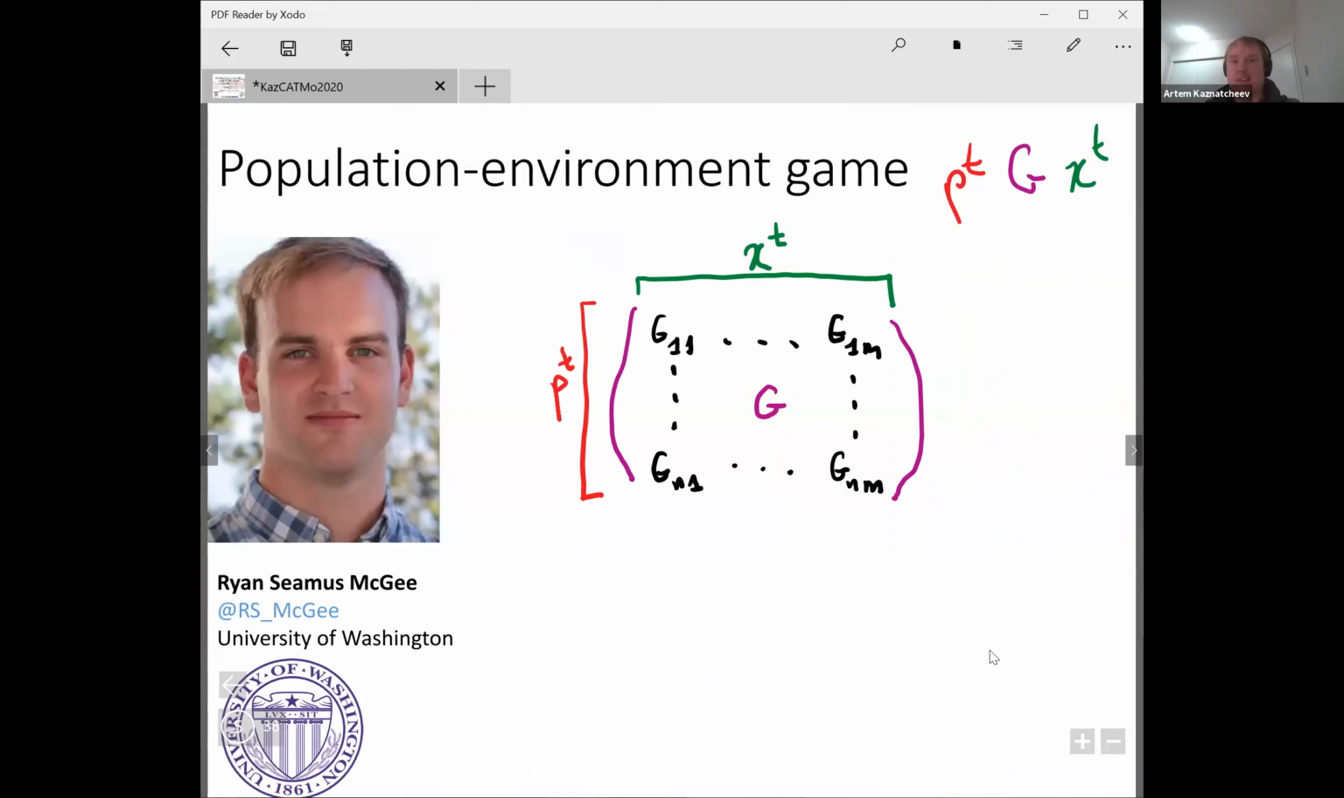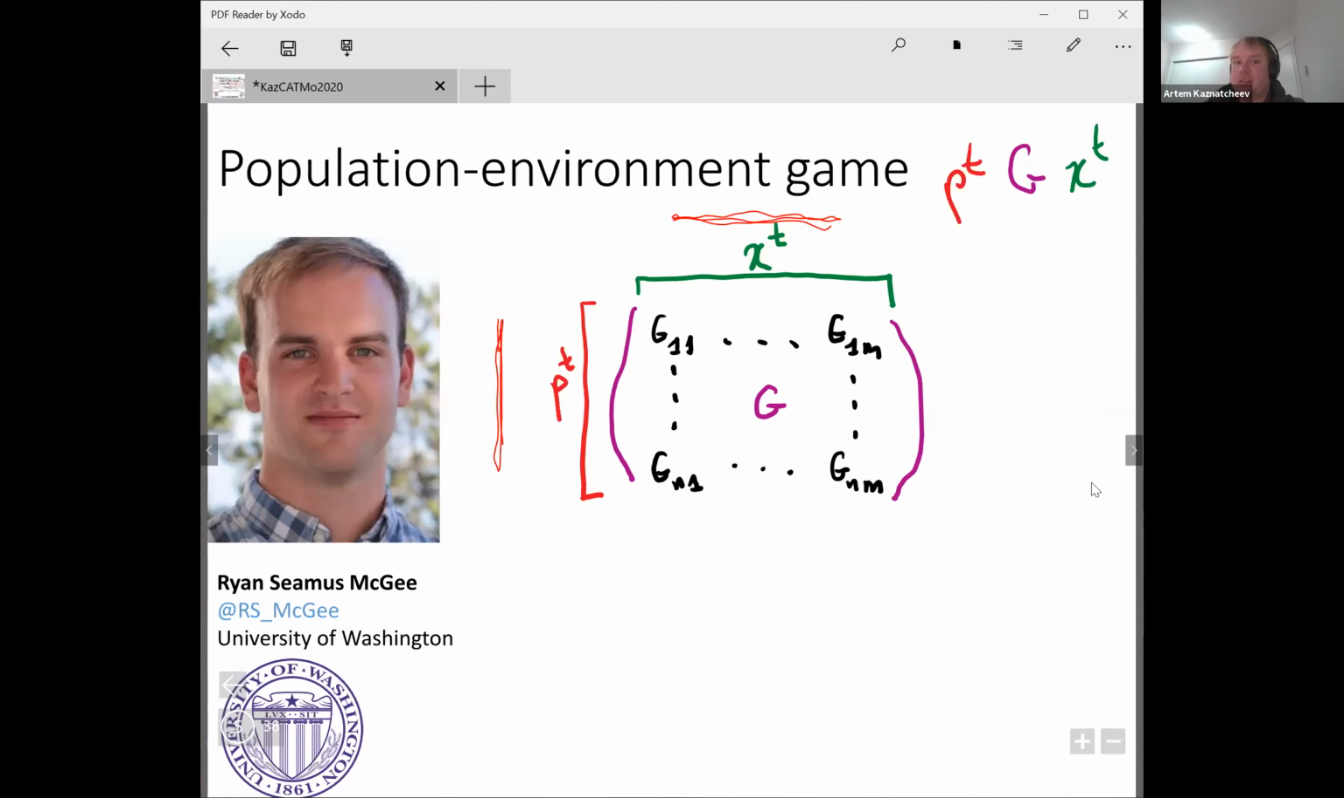As you can see, these slides were made last moment. In a population environment game, you can imagine a big payoff matrix with the rows indexed by the various strategies available to the evolving population, so something like the different types present in the population, and the columns indexed by the various microenvironmental settings that those types might encounter as they're going about their evolution. We summarize that whole thing as a game matrix G. So it becomes a game between 2 players. One player is the population, which plays a mixed strategy corresponding to its polymorphic distribution of types. And there is some other mixed strategy XT played by the environment.